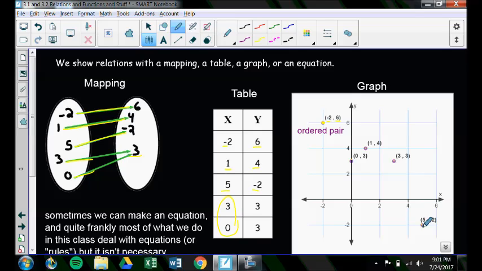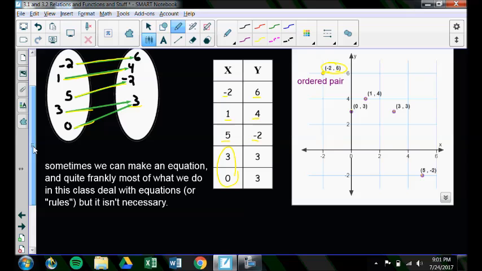You'll notice that this is called an ordered pair. An ordered pair is a coordinate, x, y. Typically x, y, but when we say an ordered pair, it means the input, the output, a single element of the domain going to a single element of the range. I hope we make that clear.